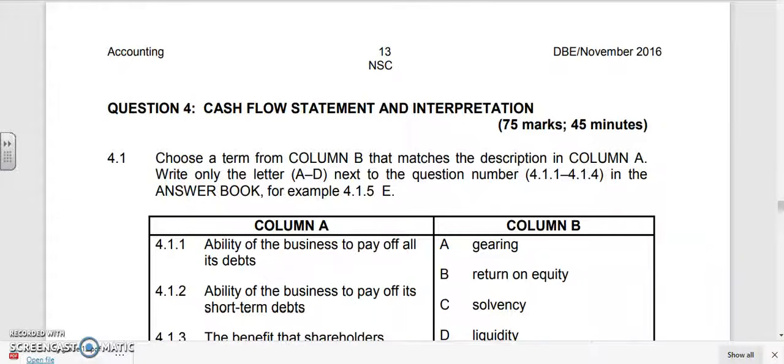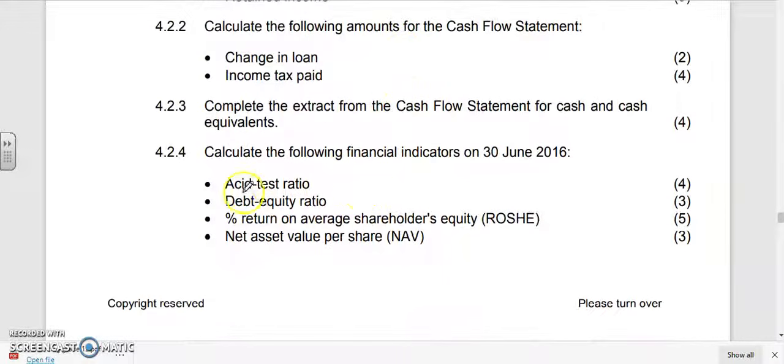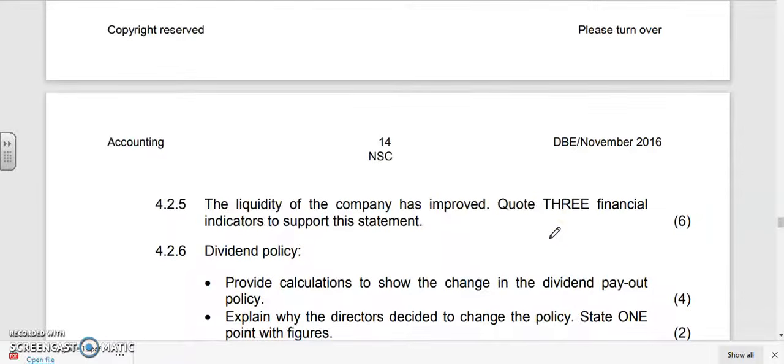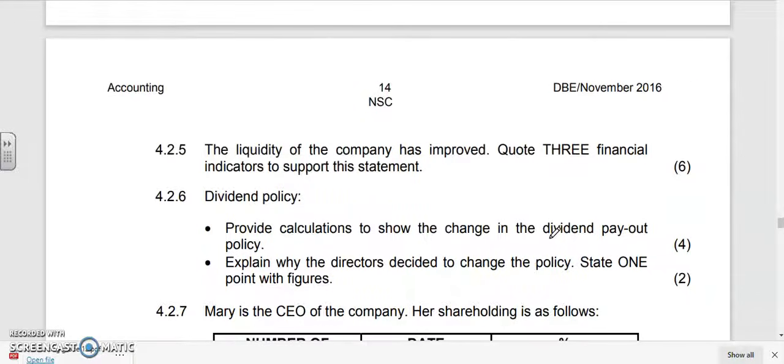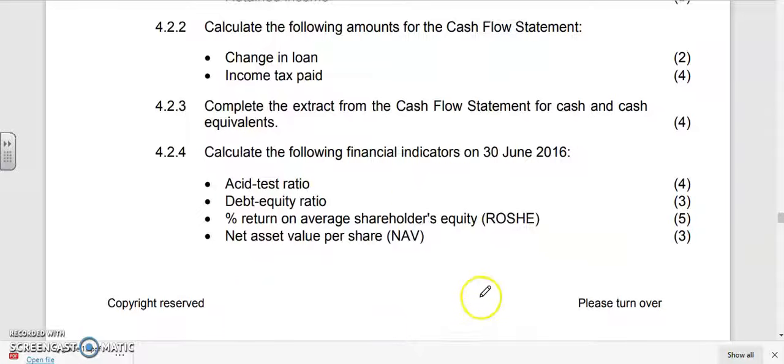Alright, good afternoon guys. This video is adapted from the November 2016 paper. I'm doing ratios again: asset test, debt equity, ROSH, net asset value per share, and I'm going to answer questions 4.2.5 and 4.2.6 for you so that you have an idea how to answer these questions. Let's get into the swing of things.